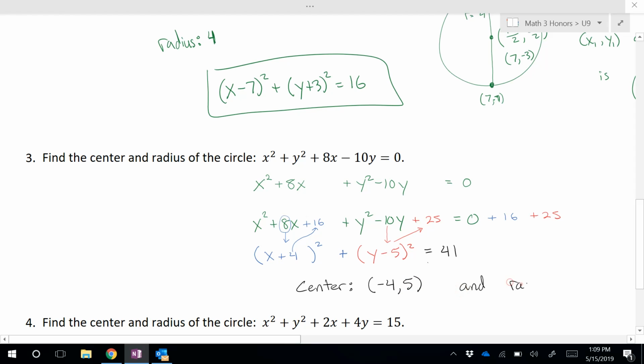And the radius, so 41 is my radius squared. Not my radius, it's my radius squared. So if I take the square root of 41, that's my radius.